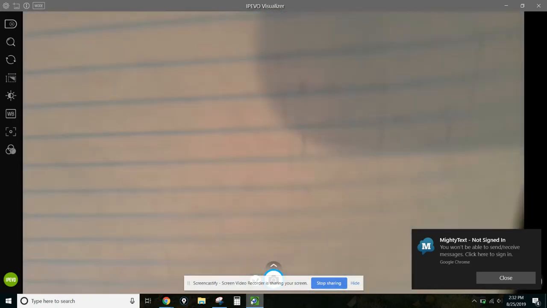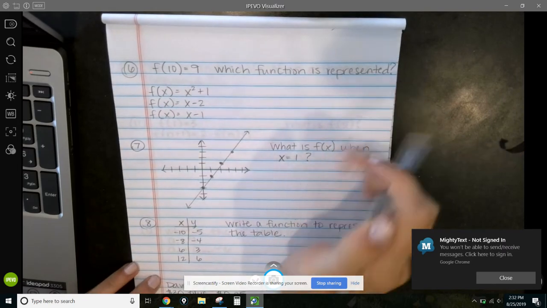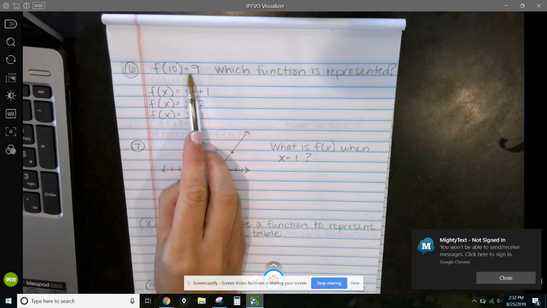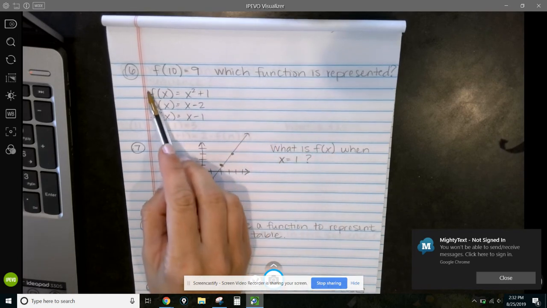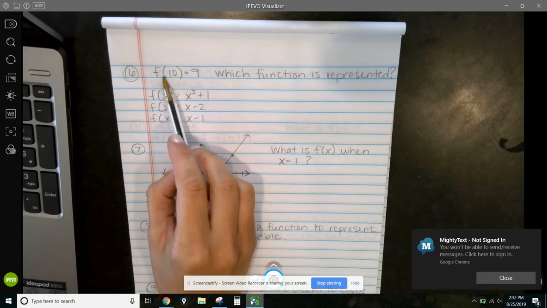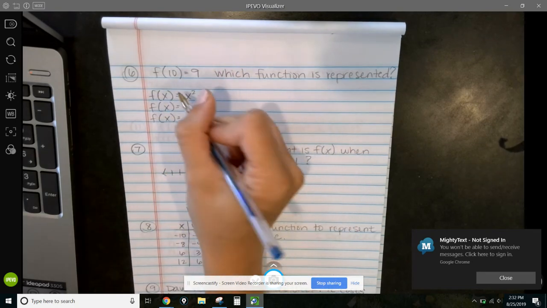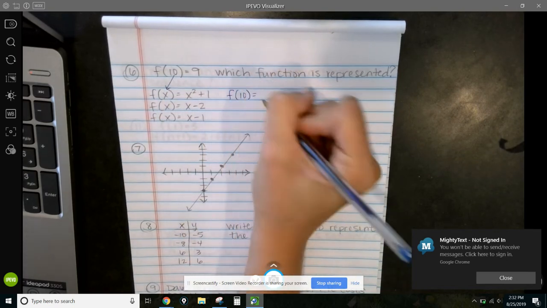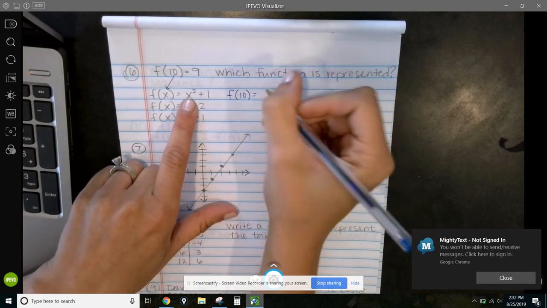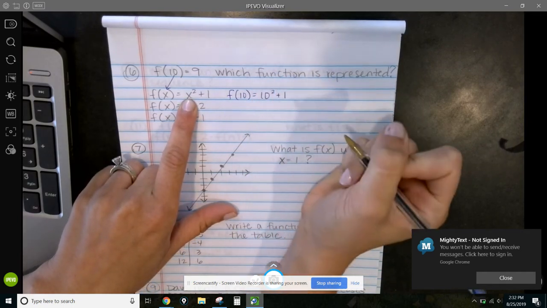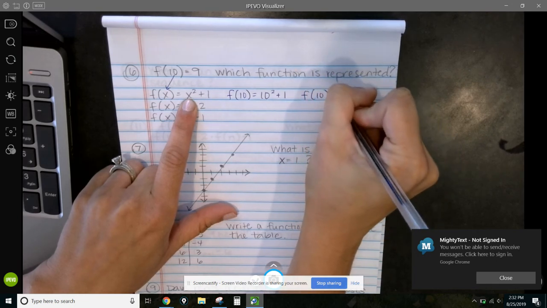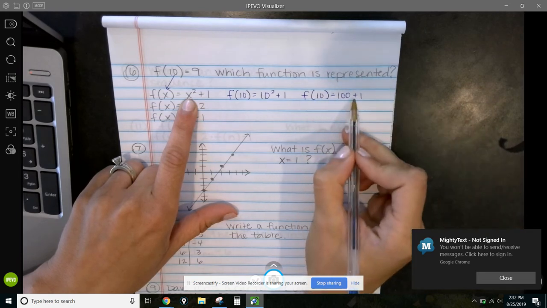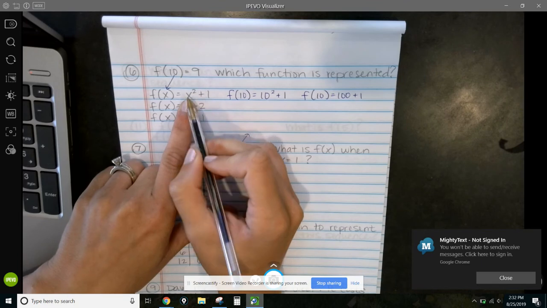Okay, moving on. So function notation, so like this, f of 10, that's how you say that, by the way. F of 10 equals 9. Which function is represented? So if they gave you this multiple choice, which of these works for f of 10 equals 9? Well, I'm going to have to plug in 10 and see if this works. So if I do it for the first one, f of 10 would equal, that means I'm putting in 10 every time I see an x. So 10 squared plus 1. So I would have that f of 10 equals 100 plus 1. So I can already tell that 101 is not the same as 9. So this one does not work.